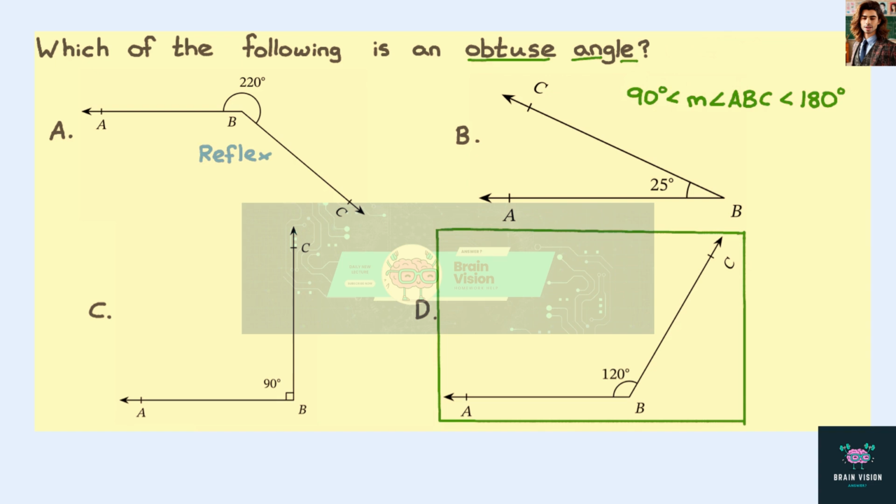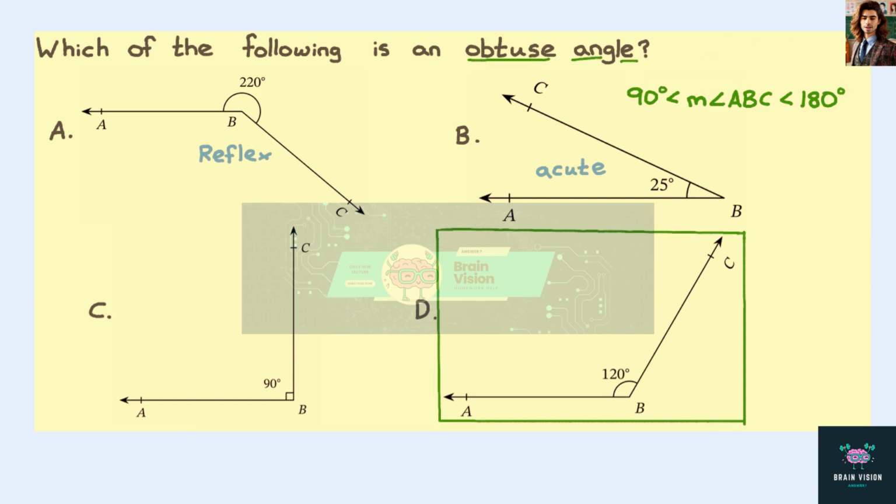First, if an angle has measure greater than 180 degrees, then it is a reflex angle. So, the angle in option A with measure 220 degrees is a reflex angle.